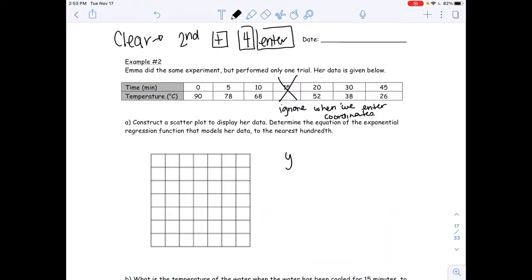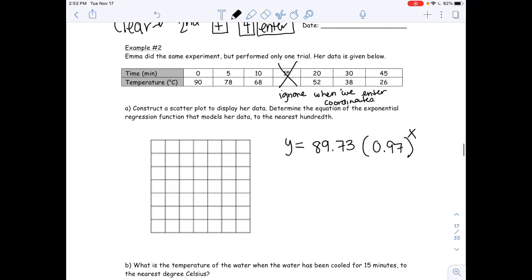Okay, so let's write down y equals 89.73 in brackets 0.97 to the power of x. Okay, so they want the equation to the nearest hundredth. That was one part, but they also want you to create a scatter plot. So this is where we want to plot these points given above. Time should be your x-axis, and temperature should be your y-axis.